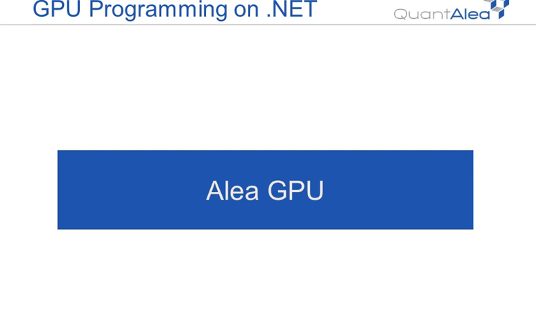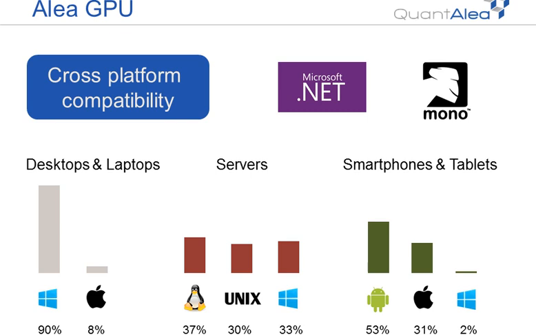Now, let's look at the main benefits of Alea GPU. First of all, Alea GPU is fully cross-platform. That means you can actually write GPU applications in the .NET framework, and they can be used on Linux, Windows, and Mac OS. The assemblies that you build are binary compatible. That means you build them once on one platform and you run them on any other .NET platform, either .NET Windows or Mono.